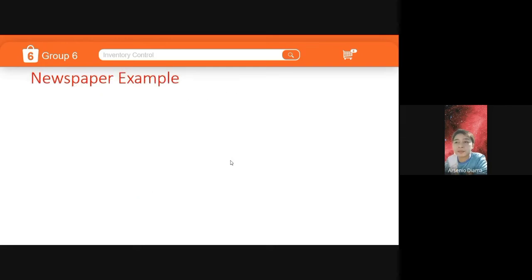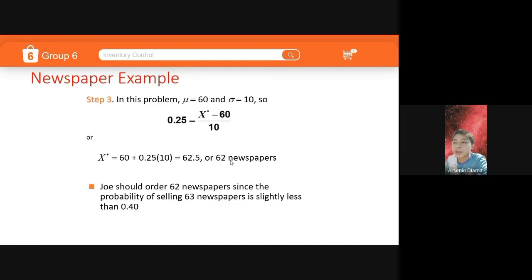The next step is to determine the optimal stock X asterisk based on the average sales and standard deviation. In this problem, the average sales is 60 and the standard deviation is 10. So, we substitute them using the formula and the result is 62 newspapers. Thus, Joe should order 62 newspapers since the probability of selling 63 newspapers is slightly less than 0.40. So he should only order 62 newspapers, correct.